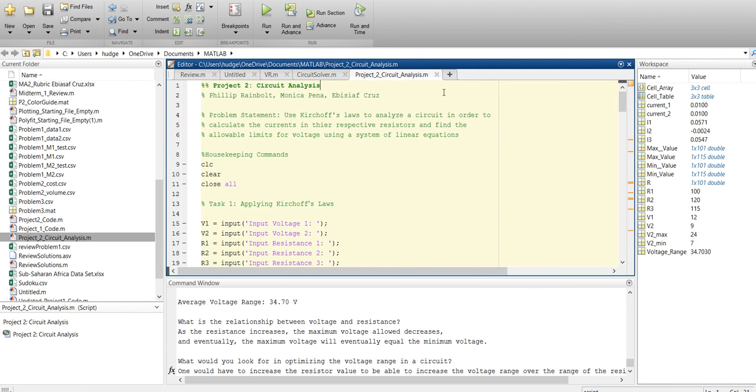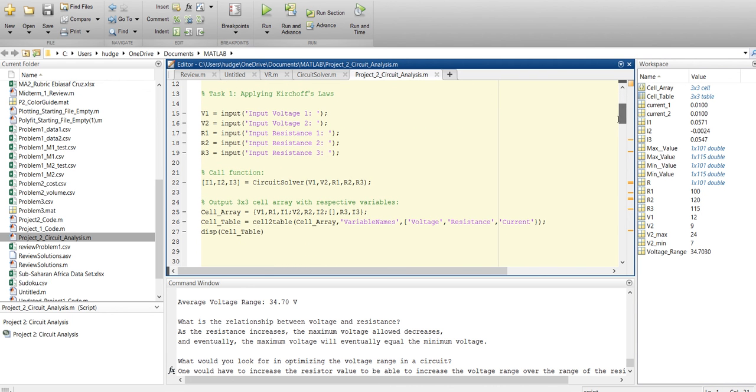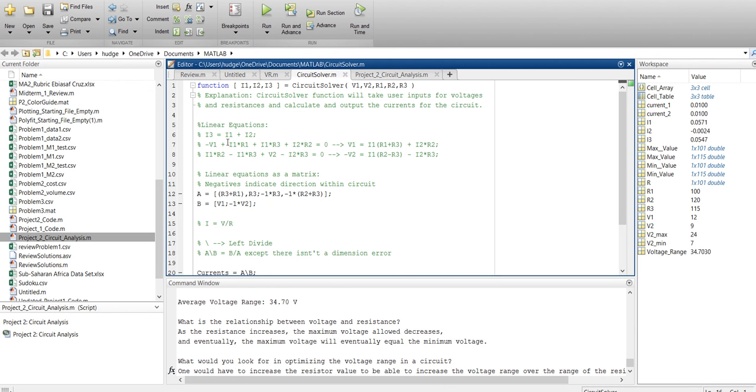And so this is the code. The problem statement will use Kirchhoff's law to analyze a circuit in order to calculate the currents in the respective resistors and find the allowable limits for voltage using a system of linear equations. So first, task 1: the user inputs the two voltage values and the three resistance values, and then we're going to call the function that we created here.